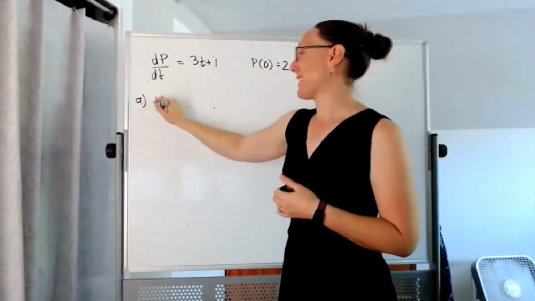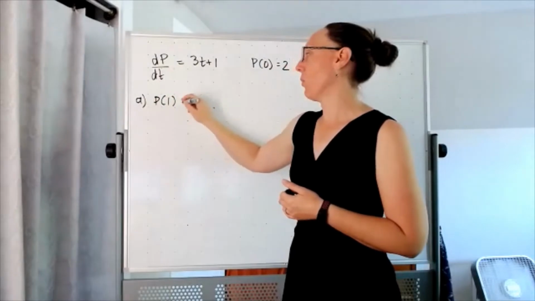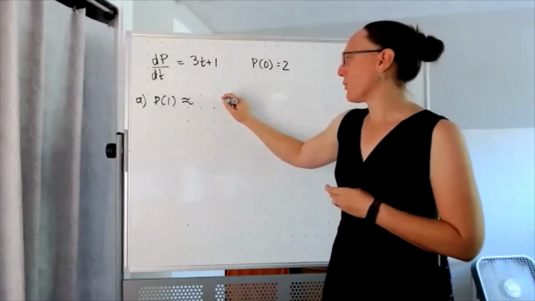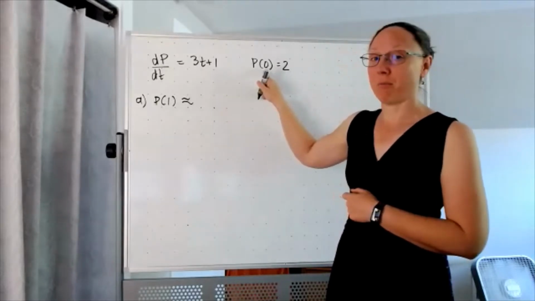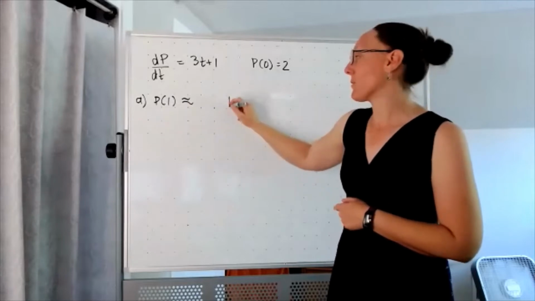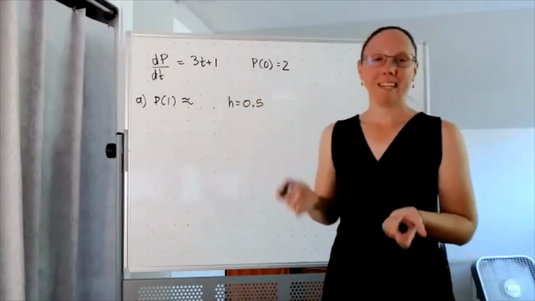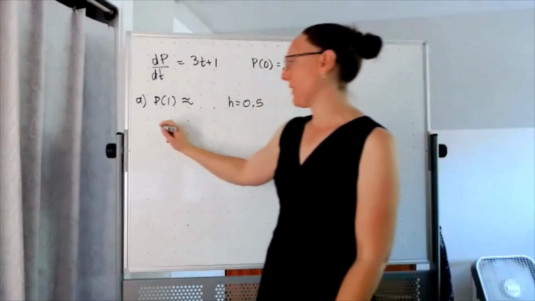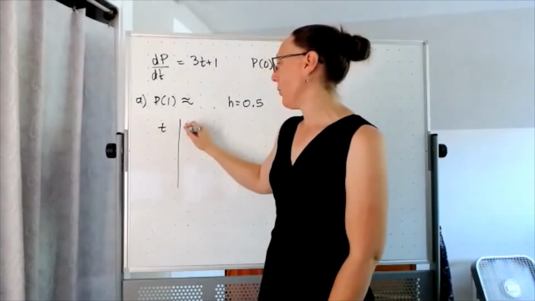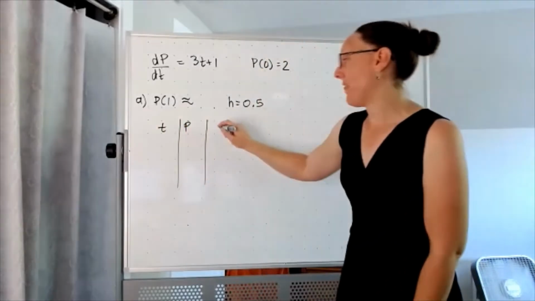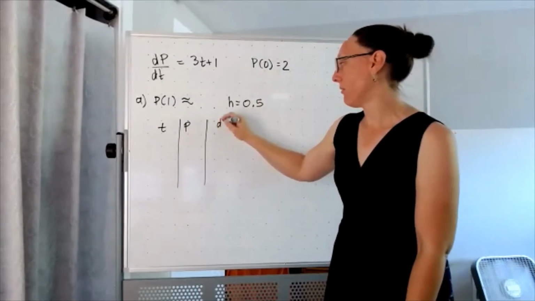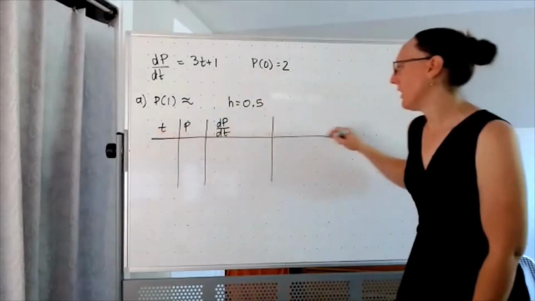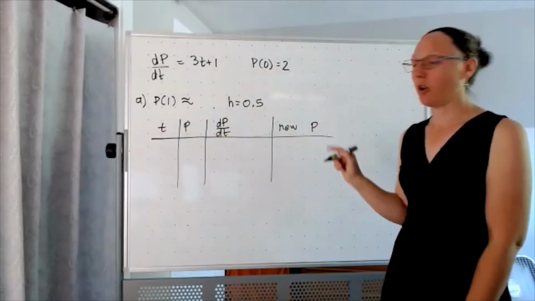And the thing I've asked us to estimate is P of 1. And I've said that we're going to use 2 time steps. So if we're going to use 2 time steps and we have to get from time 0 to time 1, then that must mean that each of our time steps is 0.5. I like to do these with a chart, so I'm going to list this out. We've got our T, we've got our P value, then we're going to calculate our slope. And finally, we're going to put all of that together to get our new P value.